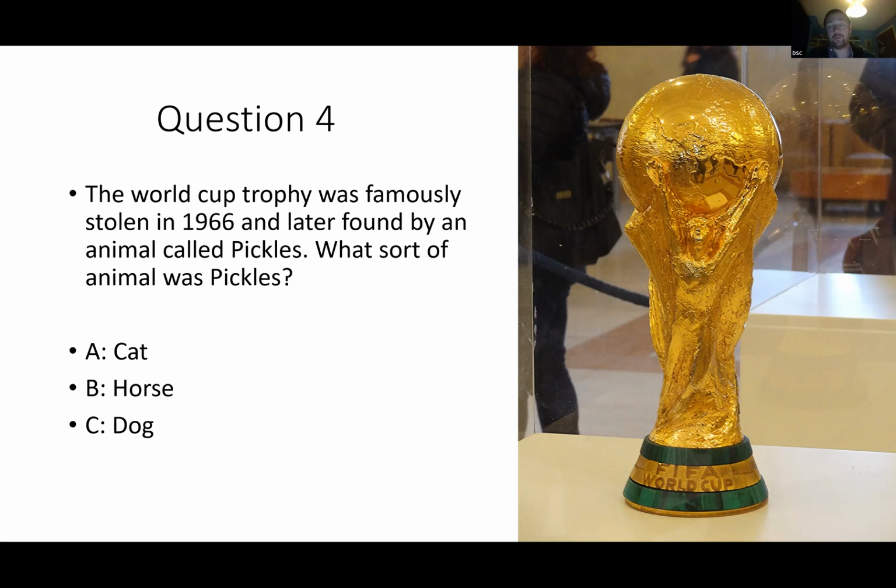The World Cup was stolen. It was held in England in 1966, and it was stolen, I think, just before the tournament. A guy got in touch with the police, and he said, "I stole the World Cup, and I want you to pay me a couple of £100,000 to get it back." And of course, he was arrested. The World Cup was later found wrapped up in a brown paper bag underneath the wheel of a car, underneath the car's rear tire, I think. And this particular animal called Pickles found it and became very famous as a result. What was Pickles? That is the question. Cat, dog, or horse?